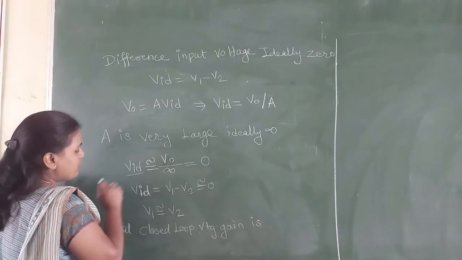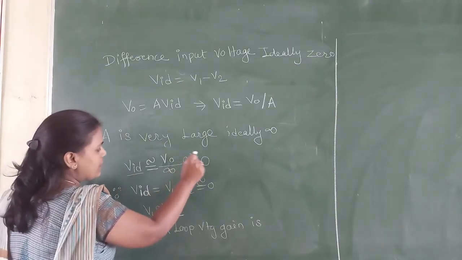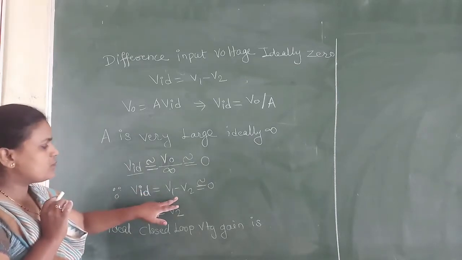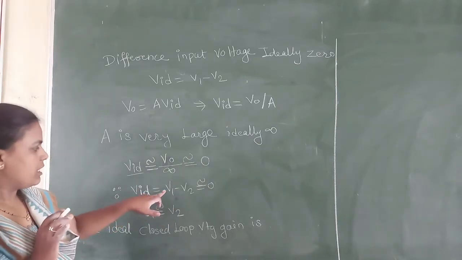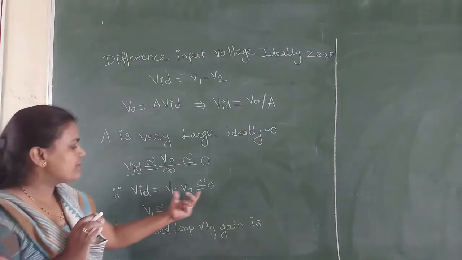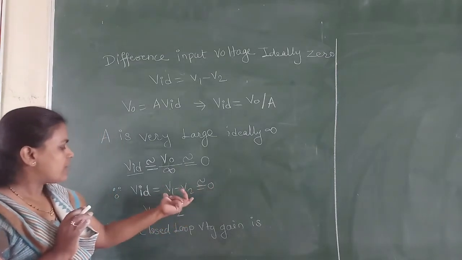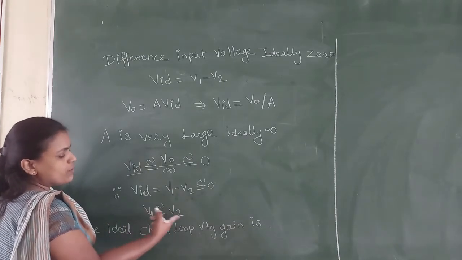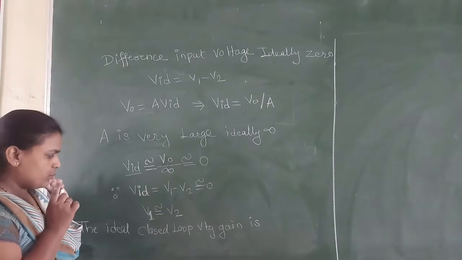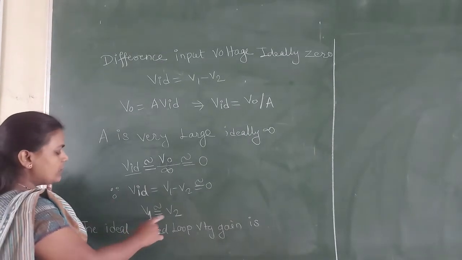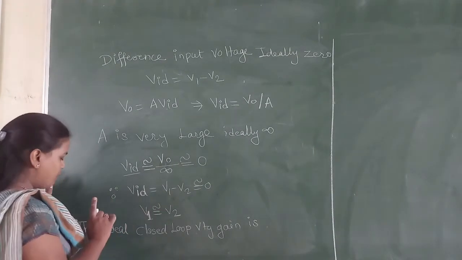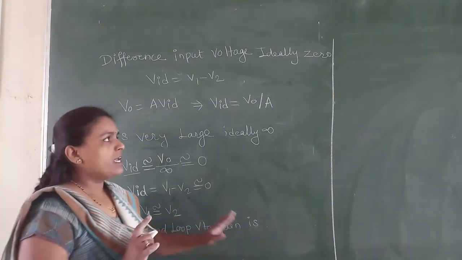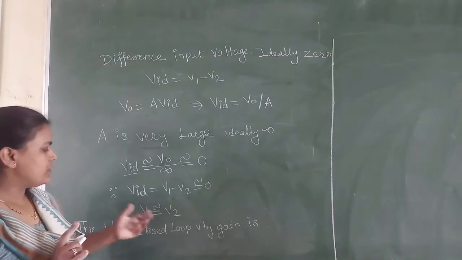If my differential input voltage is approximately equal to 0, and the differential input voltage is the difference between the two input voltages V1 minus V2, then this difference becomes ideally 0. From this we can write that input voltage V1 is approximately equal to input voltage V2. That is, both the inputs are now approximately equal. So the ideal closed loop voltage gain AF we now have to determine with this.